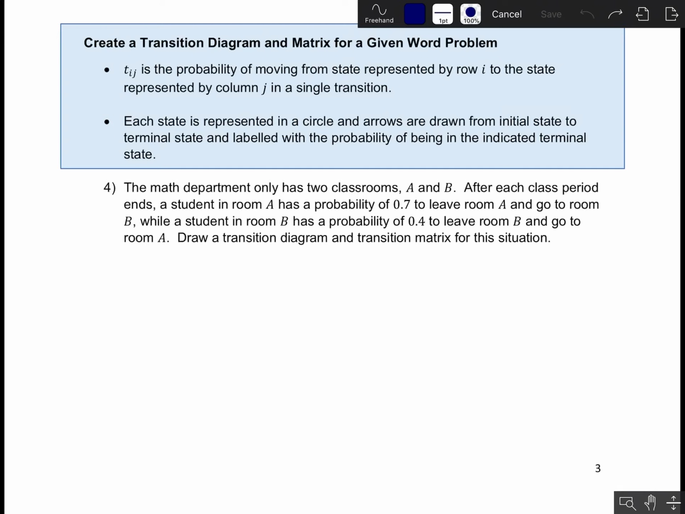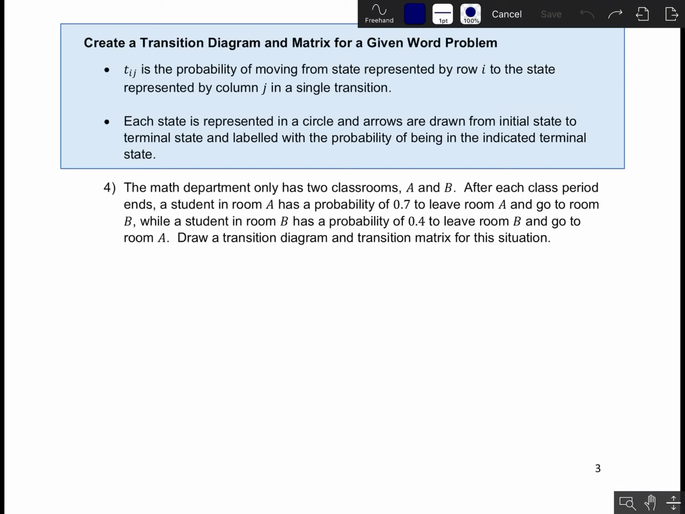So let's look at example 4. Here, a math department has 2 classrooms, A and B. After each class period ends, a student in room A has a probability of 0.7 to leave the room and go to room B, while a student in room B has a probability of 0.4 to leave room B and go to room A. And now we want to draw the transition diagram and the transition matrix for this situation.